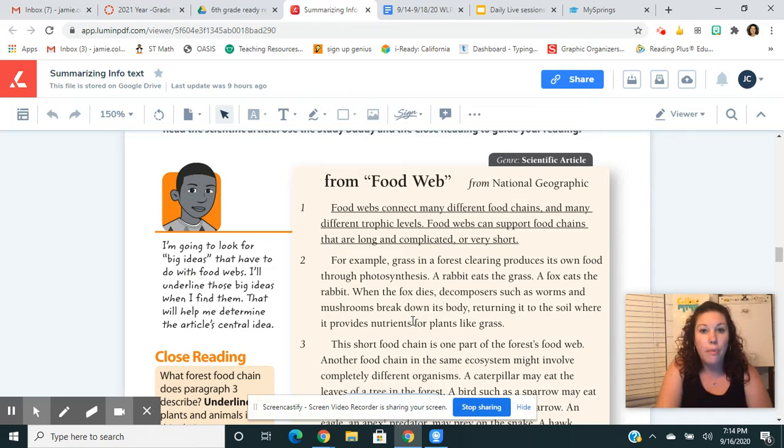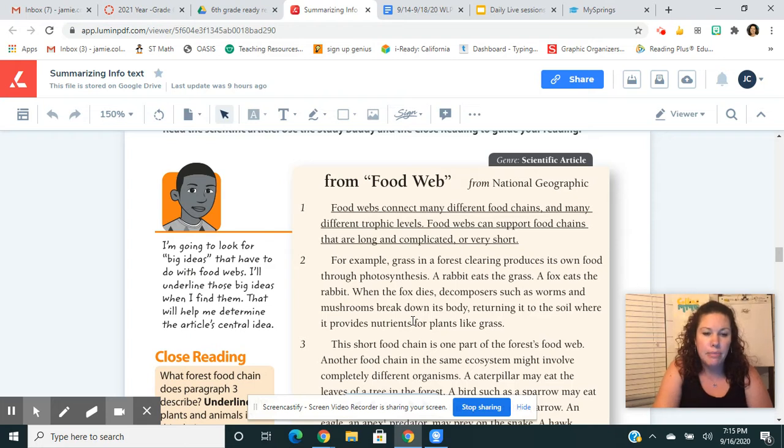So I'm obviously not going to read this passage 3 times with you on this video, but I do expect you to be practicing the 3-read protocol at home. So I'll read this passage out loud to you first, and then you'll need to read it 2 more times after. Okay, so this passage is called From Food Web, from a National Geographic article.